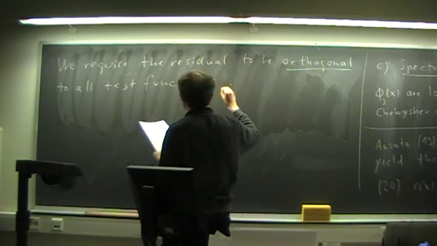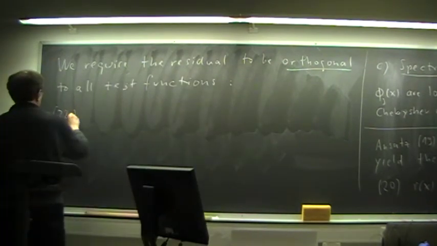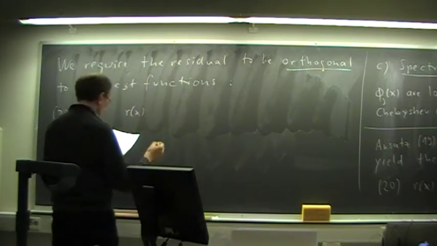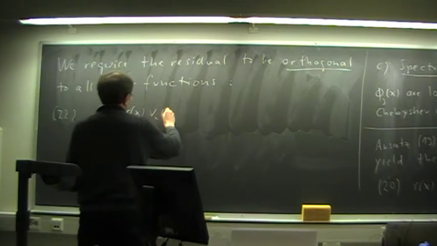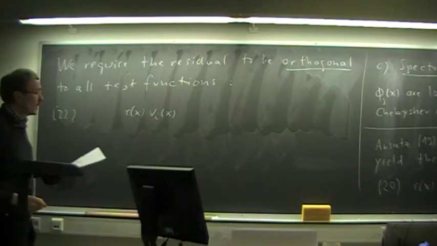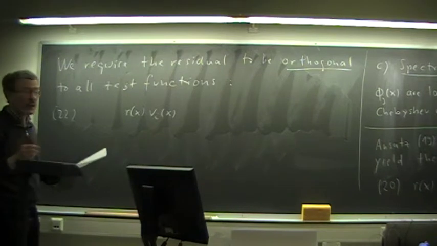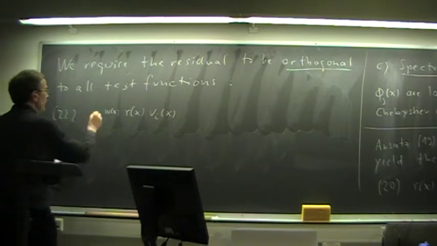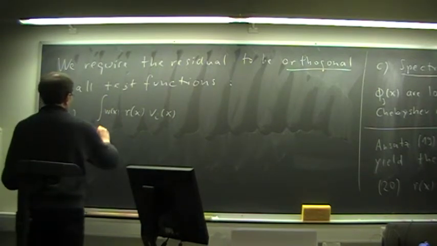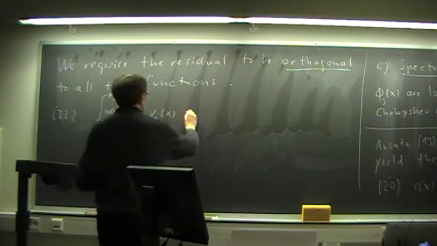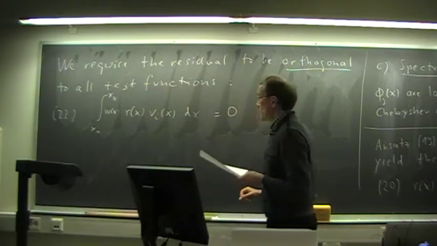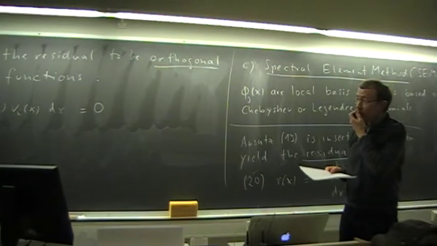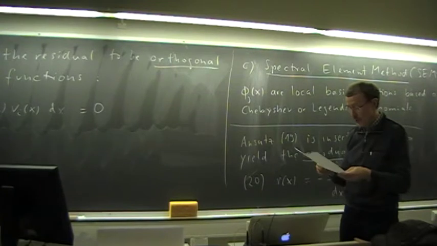And that means the following. When we have the residual r of x, we multiply it by, say, the test function vi of x, and then we might have a weighting in addition to that, which we might call w of x. We integrate over the domain where we want to solve the problem, and then we want that to be 0. That would be one way to determine these coefficients.